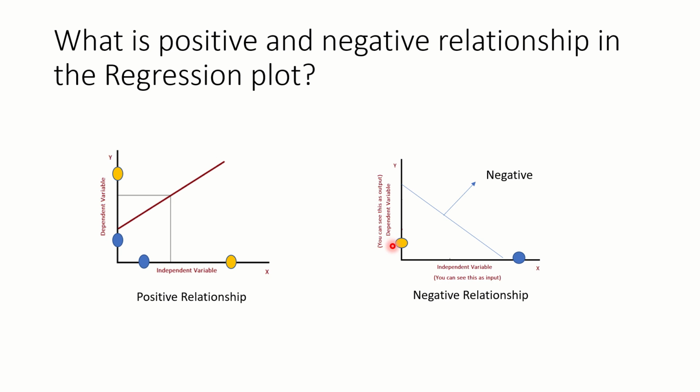That's it. We've got two types of relationships. One is positive. If the independent variable increases, dependent variable also increases, it is positive. If the independent variable increases and dependent variable decreases, it is called negative.